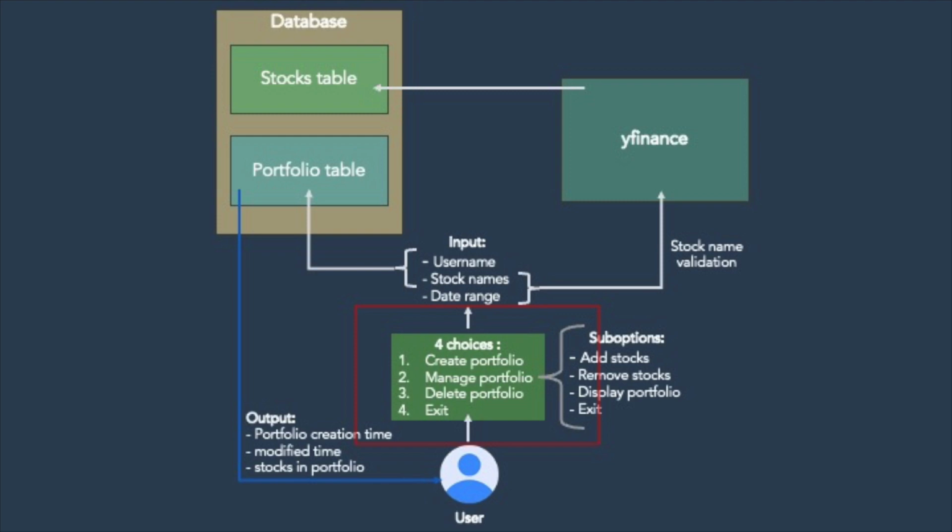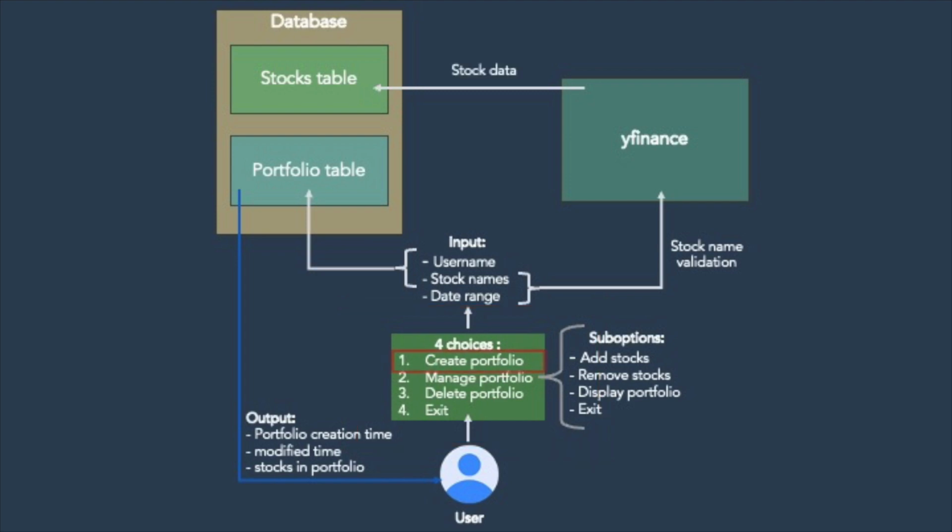First, the user will be given 4 choices to choose from, which are 1. Create portfolio, 2. Modify portfolio, 3. Delete portfolio, and 4. Exit the program. After users choose what to do, they will be asked to input a username. And if they choose creating portfolio or modify portfolio, stock names and date range will be asked.